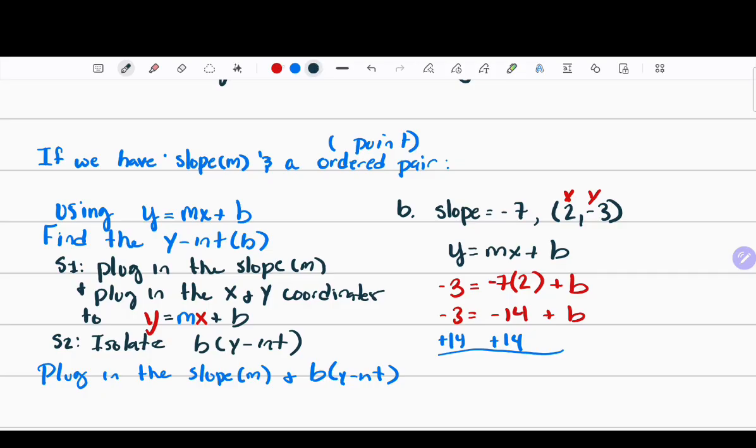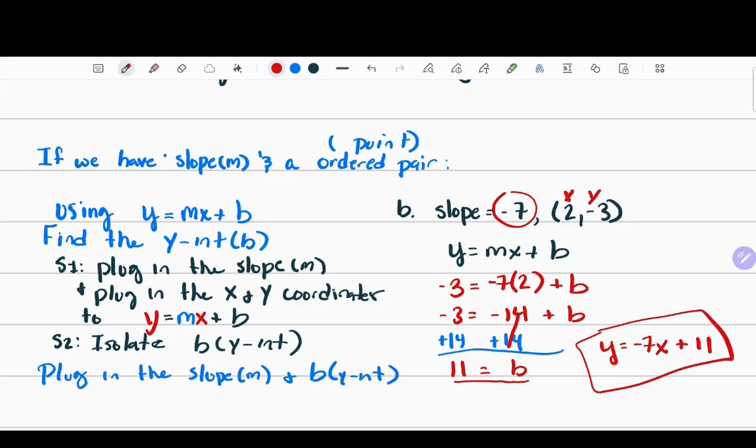And we end up with 11 is equal to, the 14's cancel, b. So now we plug our y-intercept back into our problem along with our slope. So we have y is equal to, what's our slope? Right here, right? -7x. And since it's positive 11, you say plus 11. All right, not bad, right? All right, let's keep going.